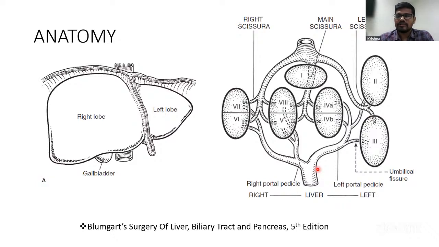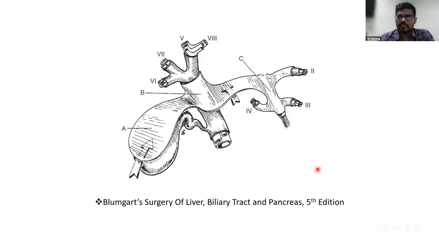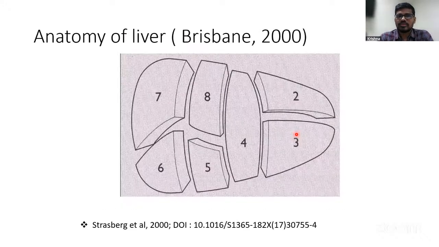So we need to have some landmarks on how to approach and how to enter into this complex anatomy, so that we can do a safe liver resection. This is the inferior part of the liver, where we can see the plate system. This is the cystic plate, this is the hilar plate, and this is the umbilical plate, and this is the Arantius ligament, or the ligamentum venosum.